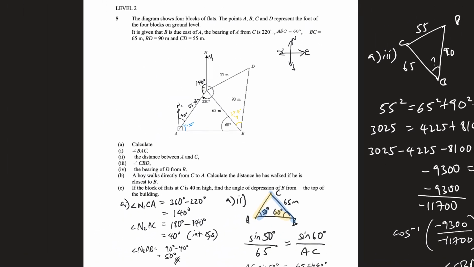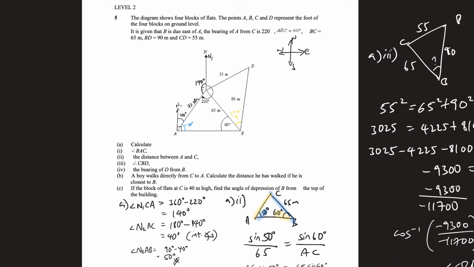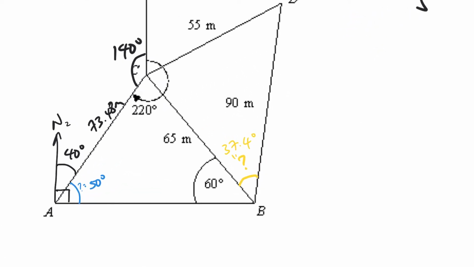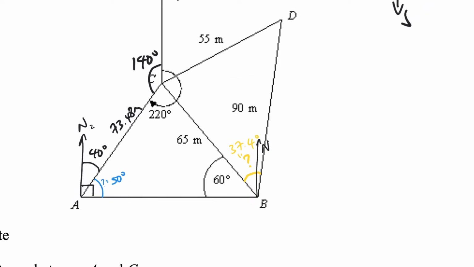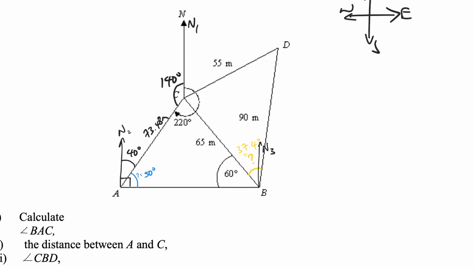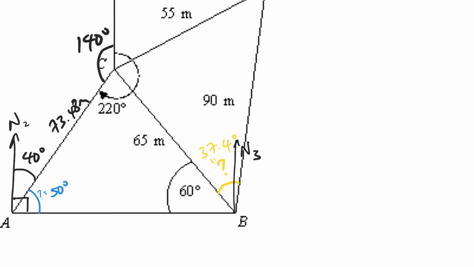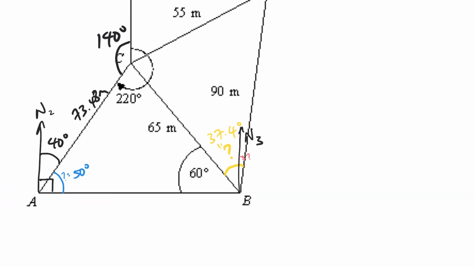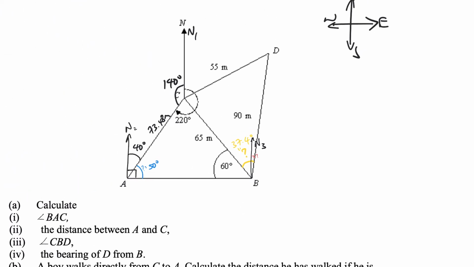Cool. Right, now it says the bearing of D from B. So let's try to find the bearing of D from B. So we have to introduce yet another north here. Okay. And so let's call this N3, since we have N1 and N2 already. The bearing of D from B is actually this tiny little angle over here. Yeah. And let's try to find it. And so it's really convenient. We always seem to use the fact that all the norths are parallel.